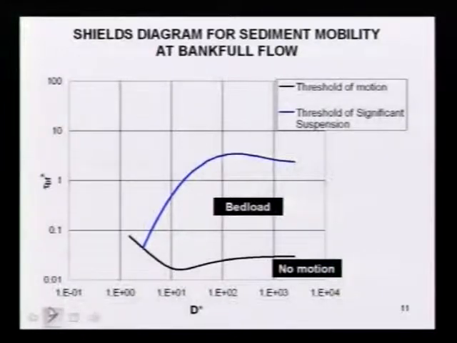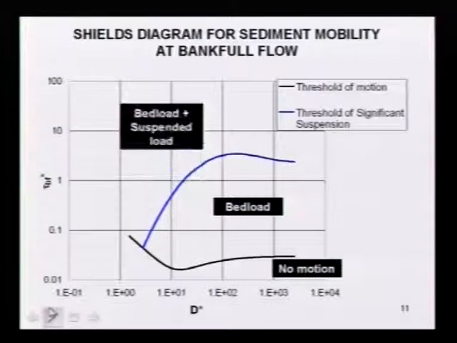As we start to approach the top line, suspended sediment becomes more significant, and above the line, suspended load becomes the dominant mode of transport. So these are the three standard regimes. Again, the Shields number indicates mobility. The higher it is, the more mobile the sediment is, but the precise lines do depend on grain size.